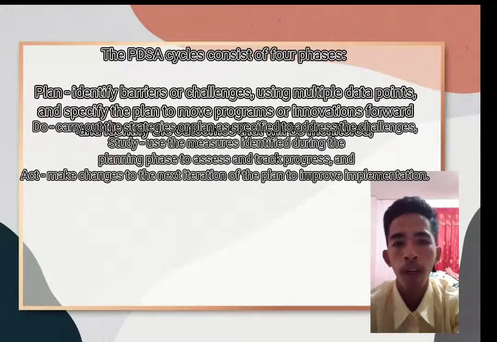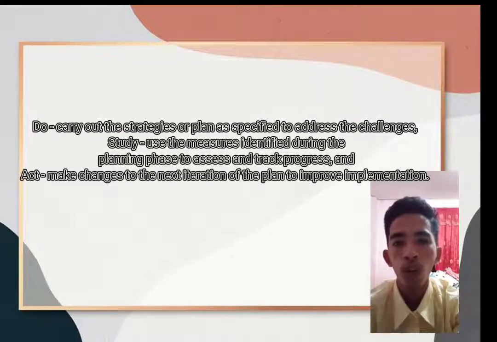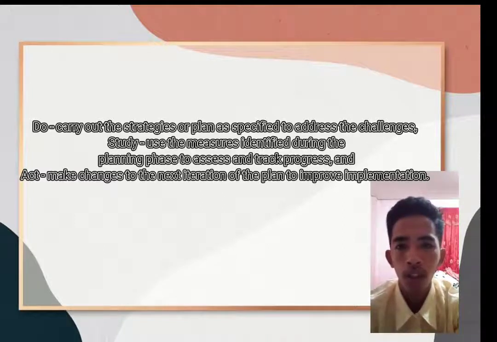Plan is to identify barriers or challenges using multiple data points, specify the plan to move programs or innovation forward, and identify the outcomes that will be monitored. Do is to carry out the strategies or plan as specified to address the challenges. Study is to use the measures identified during the planning phase to assess and track progress. Act is to make changes to the next iteration of the plan to improve implementation.